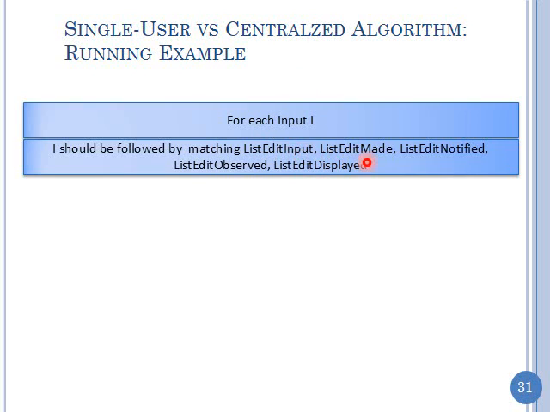So the input is going to be processed by the slave or the master? The interactor is in the slave. Okay? So it's going to be processed by the slave. So the slave is going to do the list edit input, and what's going to happen here? There's no local model. So what should it do?